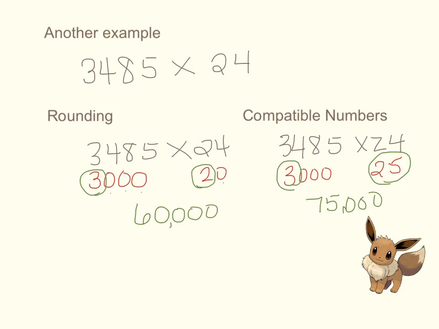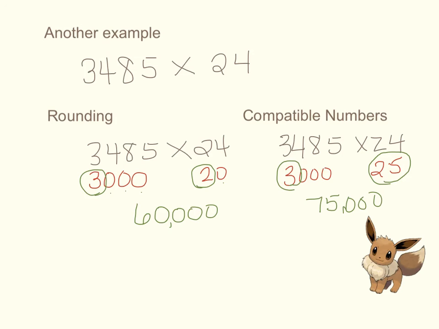Now they're not that close, but what it's telling you is when you do the math of 3,485 times 24, you should end up with a 5-digit number, pretty close to 60,000 up to 75,000. So that's a way to check your work on your multiplication.